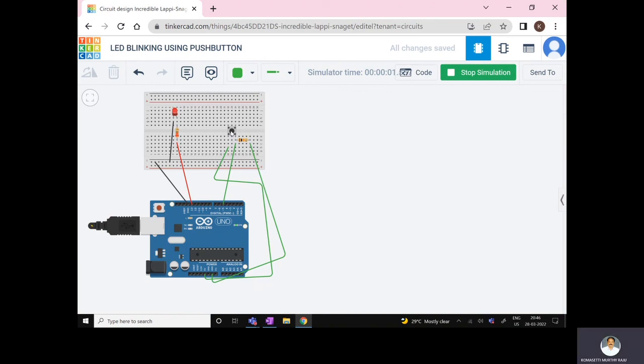Press the button and the LED glows. Release the button, the LED is off.